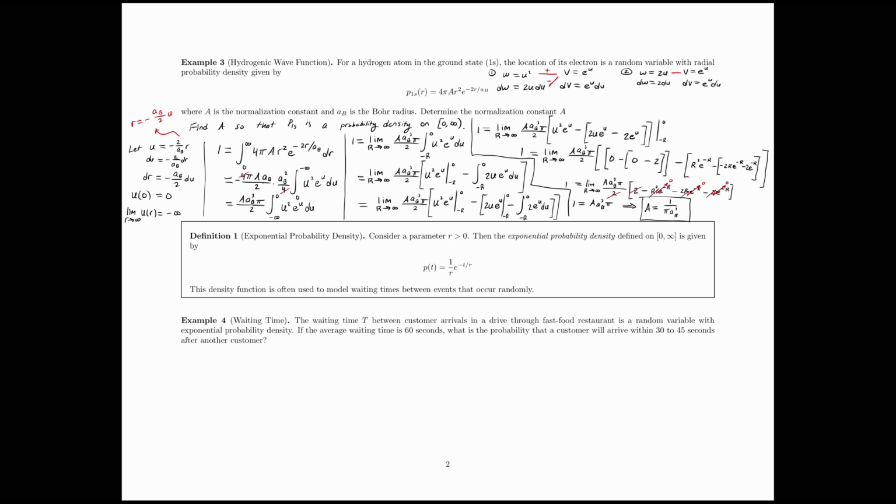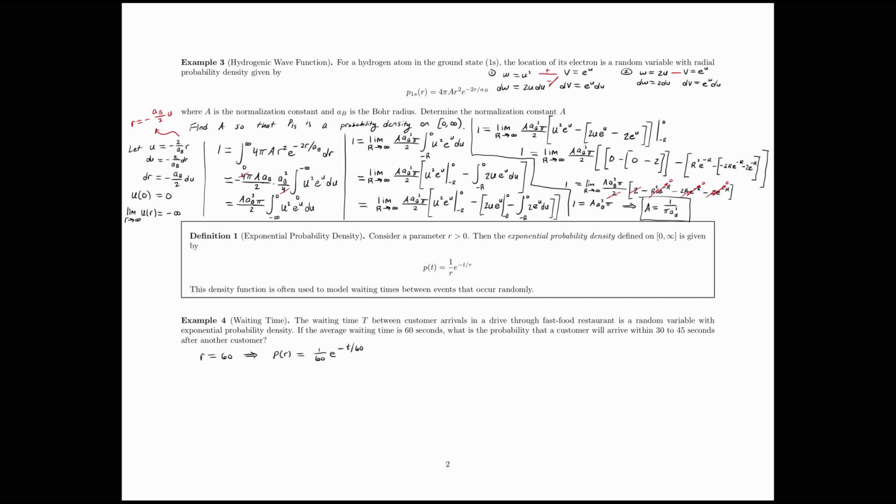So this little r is going to be our 60. So our little r will be 60, which implies our probability density function would be 1 over 60 e to the negative t over 60.